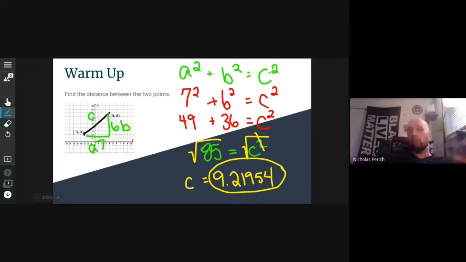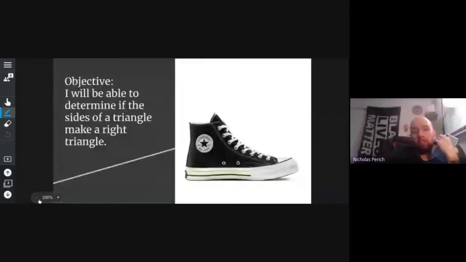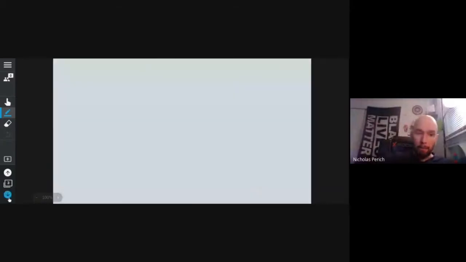So what we did is we used good old Pythagorean theorem to find the missing side of a right triangle. Now what we're going to do is called the converse. Get it? The converse of the Pythagorean theorem, where I give you all 3 sides, and my job is to determine if it's a right triangle or not.